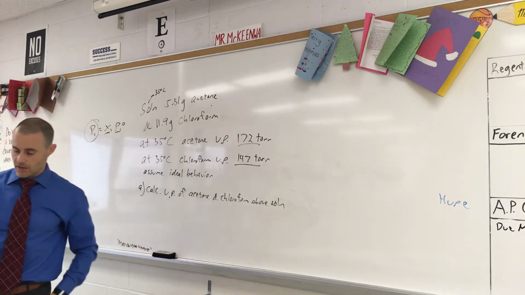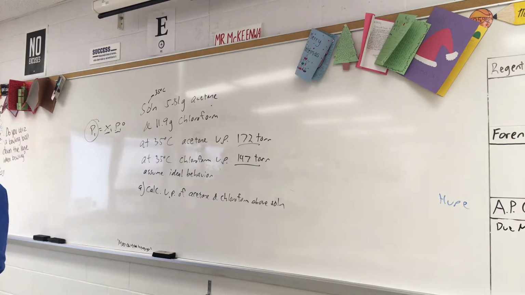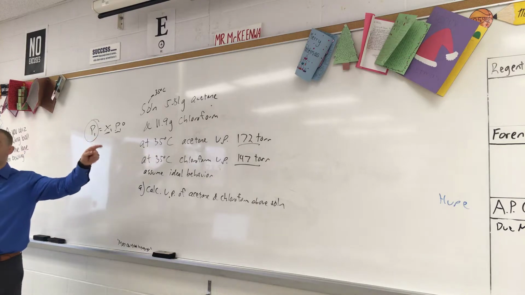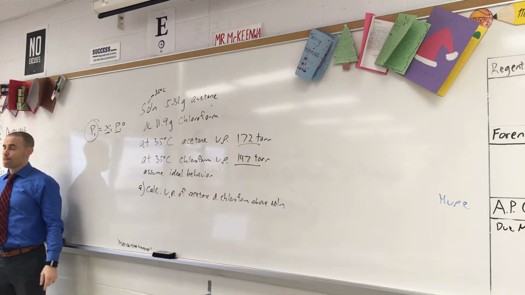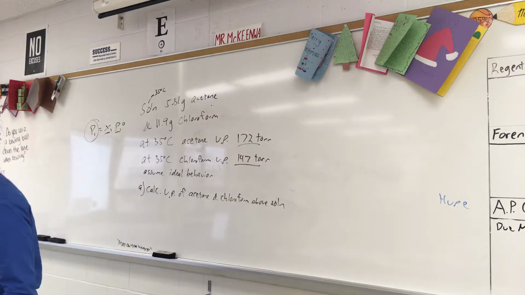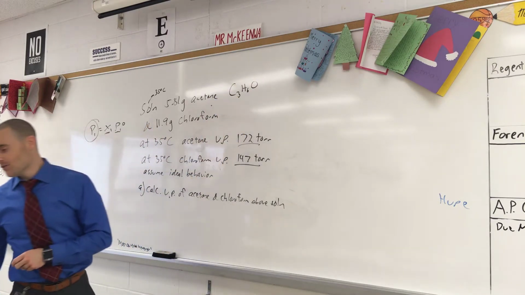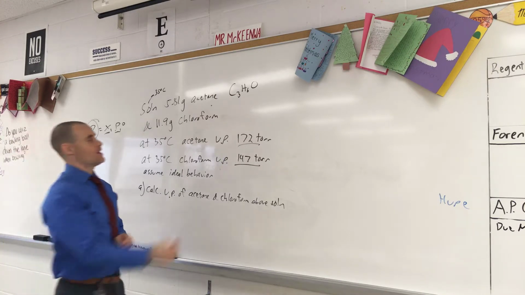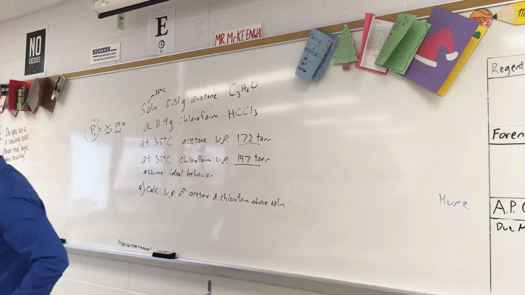Go ahead and take a couple minutes, then I'll go over that part with you, and then we'll move on to the next part. Some more questions here. So solve for moles of acetone, moles of chloroform. Then you need to use this equation for each one. All right, sorry. Acetone, C3H6O, and chloroform, HCCl3. You guys didn't know that?